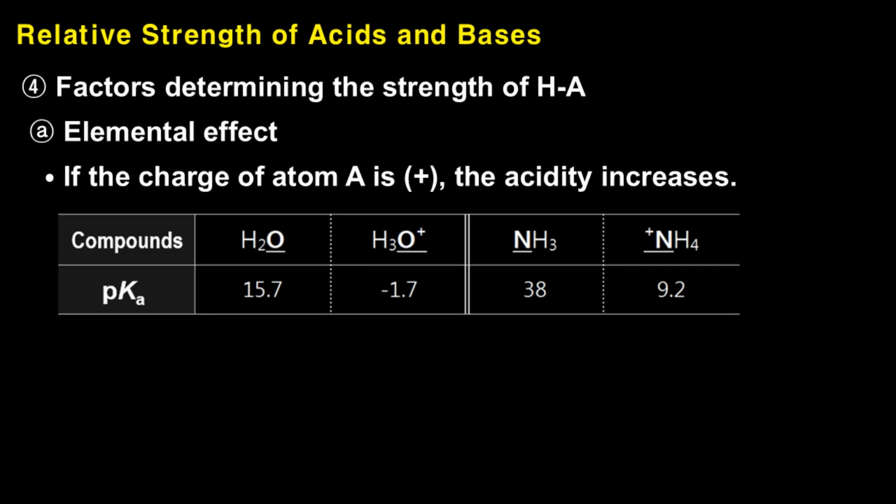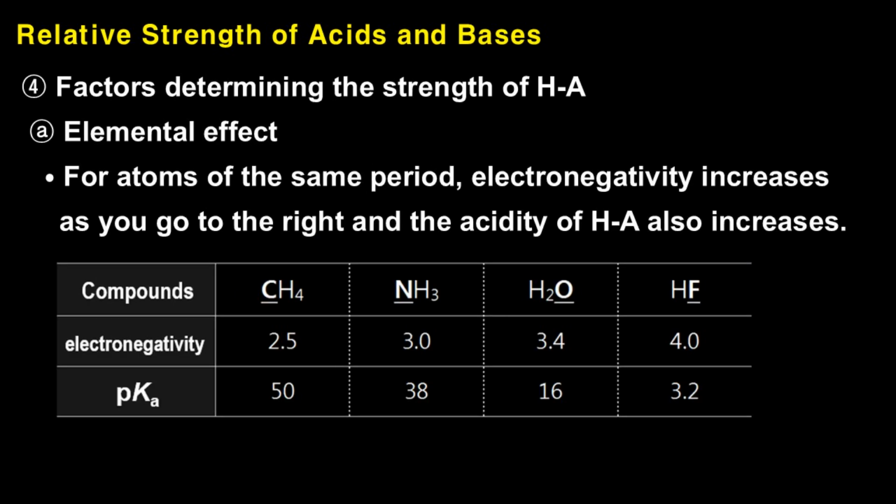If atom A has a positive charge, it pulls electron density away from the hydrogen, and that makes it easier for the hydrogen to leave as a proton. So in general, the higher the positive charge, the stronger the acidity. A great example is H3O+ versus H2O. Since H3O+ has an extra positive charge on oxygen, it's much more acidic than neutral H2O. Same goes for NH4+ and NH3. The positive charge on nitrogen in NH4+ weakens the NH bond, which makes it easier for the proton to break away, and that means stronger acidity.